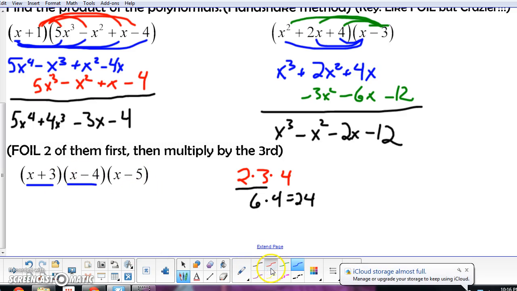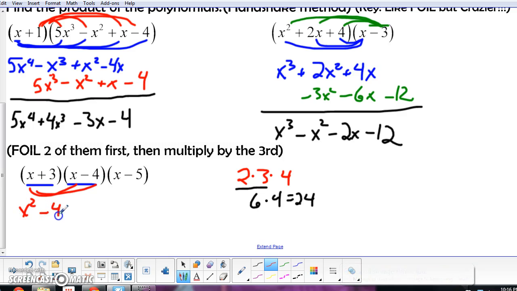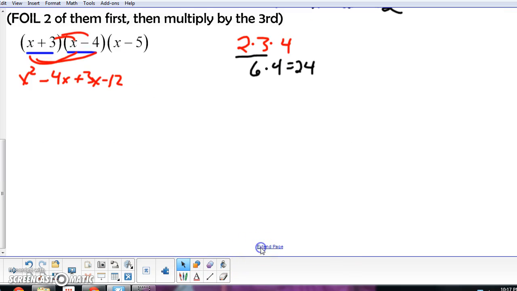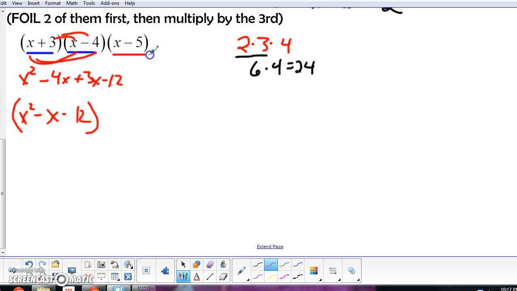So multiplying 2 of these binomials together means I need to use FOIL. I have x squared. I've got negative 4x. I've got positive 3x. And I've got negative 12. So that's me foiling the first 2 and then combining some like terms. Extend our page a little bit. So combining the like terms in the middle, I end up with x squared minus x minus 12. Now, that's just part of my problem because I need to multiply that by the other factor, x minus 5.